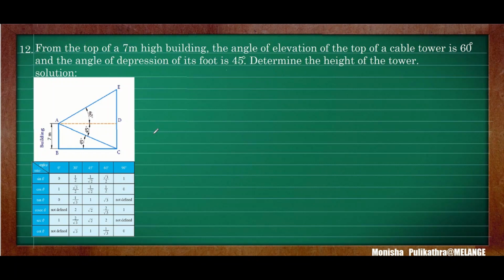Moving on to the 12th problem. From the top of a 7-meter high building, AB is the building, and the height of the building is 7 meters. The angle of elevation of the top of a cable tower, so this is a cable tower. C is the top of the cable tower, whose height we have to find out.